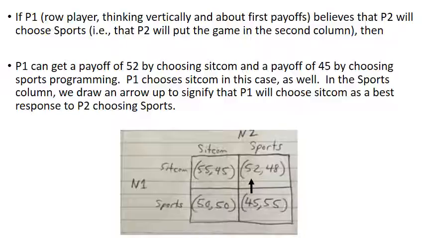If player 1, again the row player, who thinks vertically and about first payoffs, believes that player 2 will choose sports programming, that is, that player 2 will put the game in the second column, then player 1 can get a payoff of 52 by choosing sitcom and a payoff of 45 by choosing sports programming. Player 1, under this belief, chooses sitcom in this case as well. In the sports column, we draw an arrow up to signify that player 1 will choose sitcom as a best response to player 2 choosing sports programming.